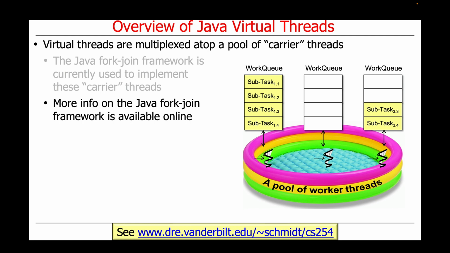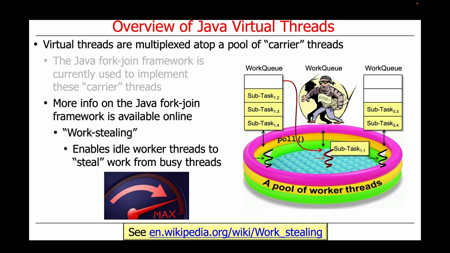More information on the Java fork join framework is available online. For example, if you go to the link at the bottom of this slide, you'll find many other videos that explore other dimensions of the Java fork join framework's advanced features, such as its support for work stealing, which enables idle worker threads to steal work from busy threads, thereby enabling the maximum utilization of the underlying processor cores.